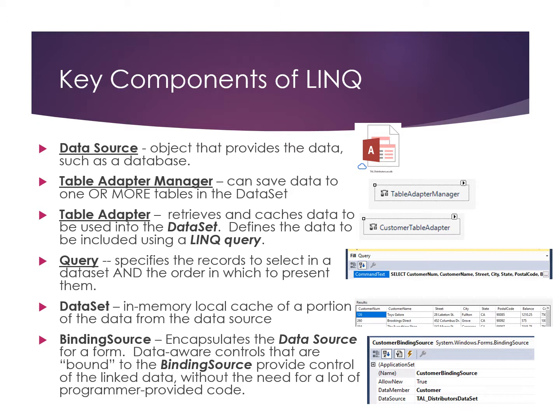The data set is kept in memory as a local cache on the local PC. It's a portion of the data from the data source. If you are dealing with small amounts of data, it may be the whole data source copy, but usually it's just a portion of it. And the reason we copy a portion of it into local memory is then your application can present that data and scroll through that data very, very quickly.